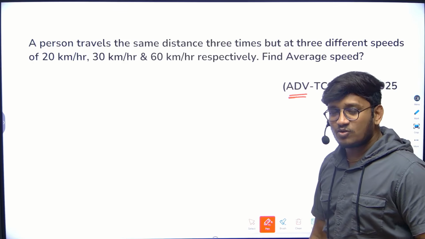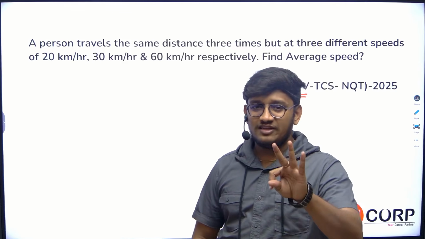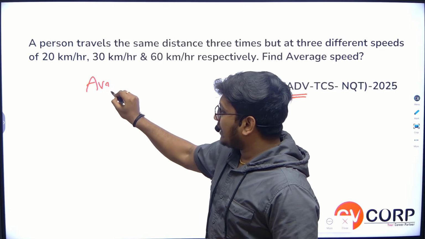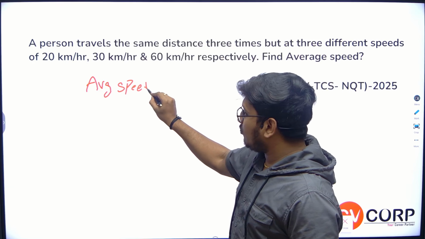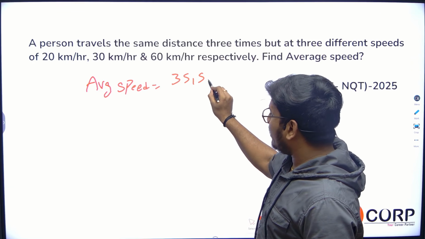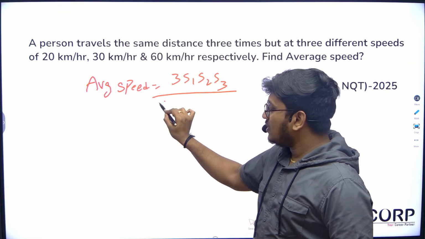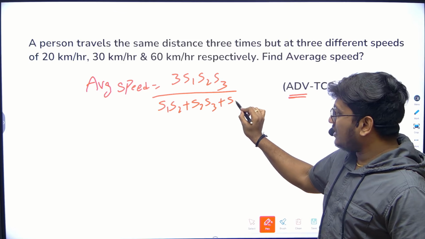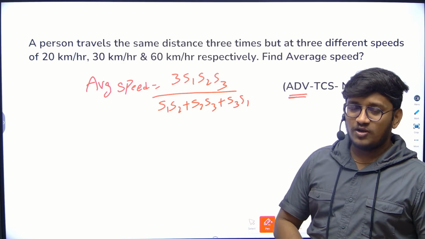Okay, in the advanced round, the same question is given, average speed with three different values. Let's try to solve this question. The same, okay, let me write the formula. Average speed is equal to 3 s1 s2 s3 divided by (s1 s2 + s2 s3 + s3 s1). This is the formula.